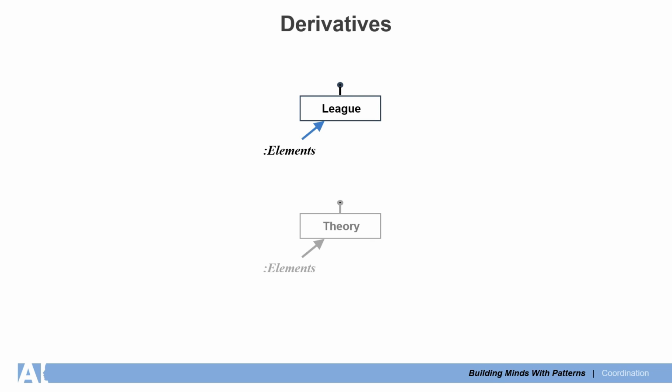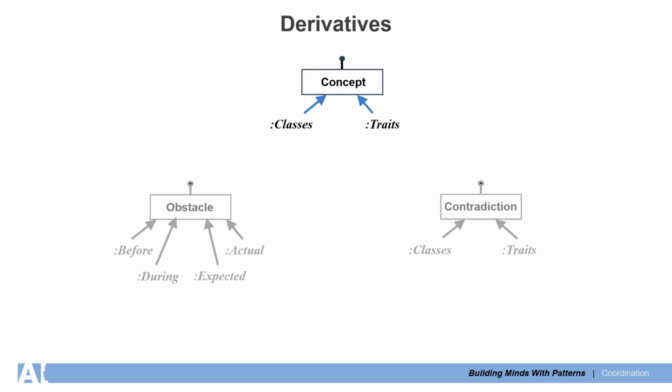Theories are leagues comprised of repeatedly activated co-occurring objectives, actions, operations, and hypotheses. And leagues are activated by the majority of their elements being activated. Obstacles and contradictions derive from concept. An obstacle is a concept in the physical or causal realm. A contradiction is a concept in the logical realm.